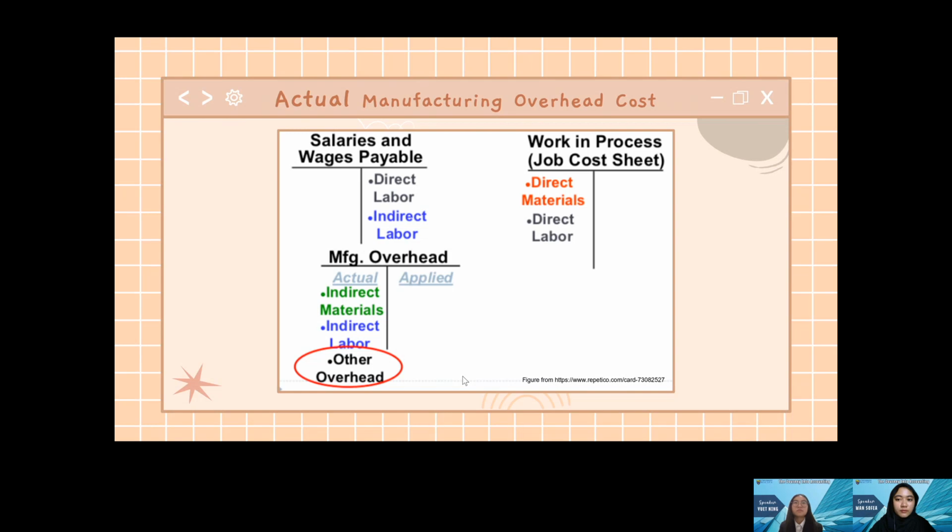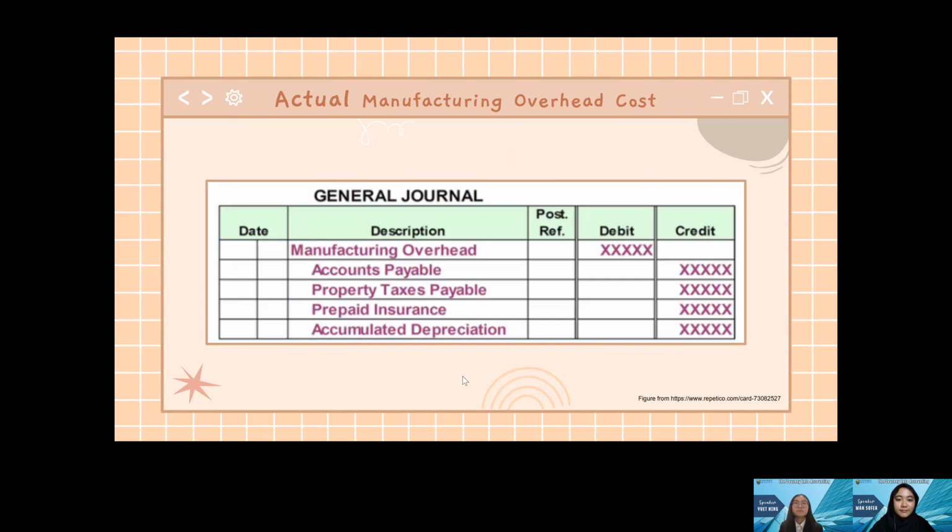Next slide please. So first, let's look at how to record the actual manufacturing overhead costs. We have indirect materials, indirect labor, and other overhead. Examples for other overhead would be the depreciation costs and utility fees like electricity and water bills. Next slide, please. So this is the journal entry to record the actual manufacturing overhead costs. First, we will debit the manufacturing overhead, and credit the accounts payable, property taxes payable, prepaid insurance, and accumulated depreciation. So on the credit side, we can see some examples of the other overhead.